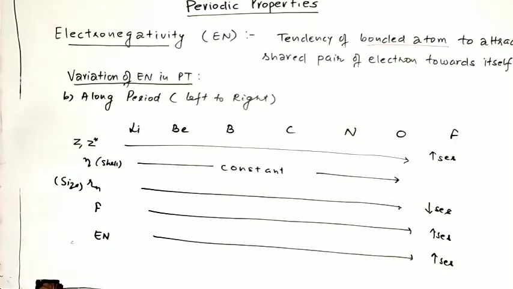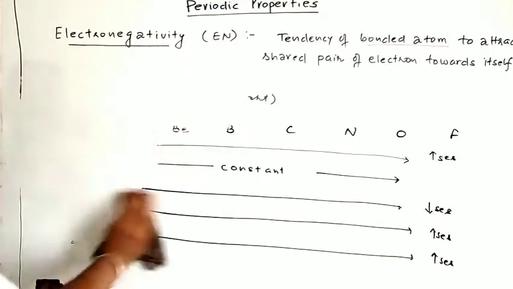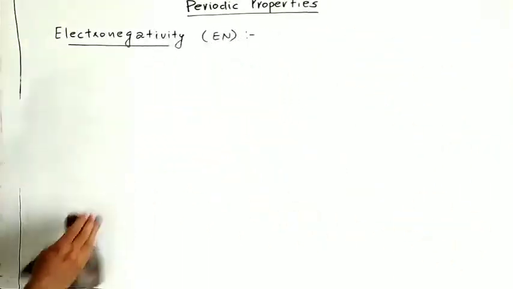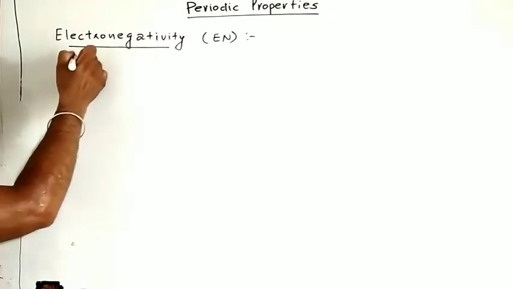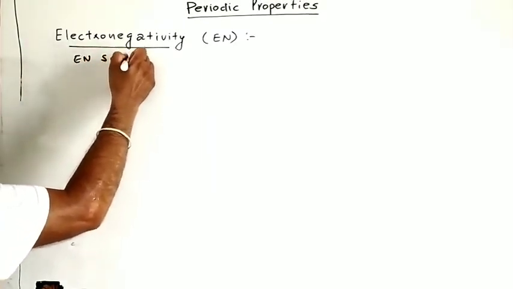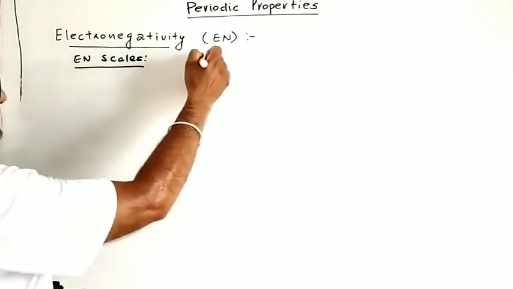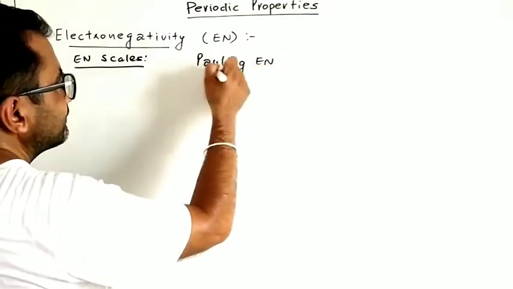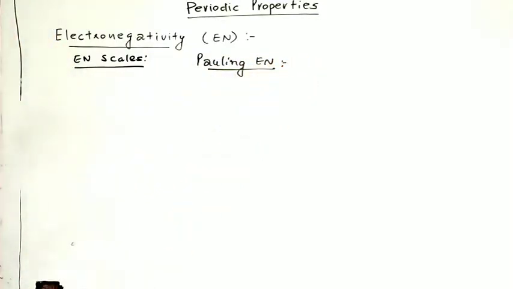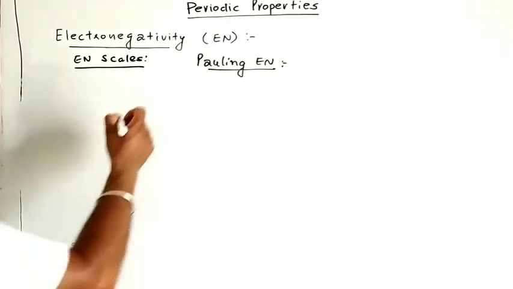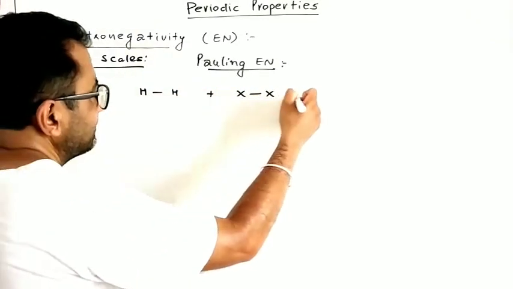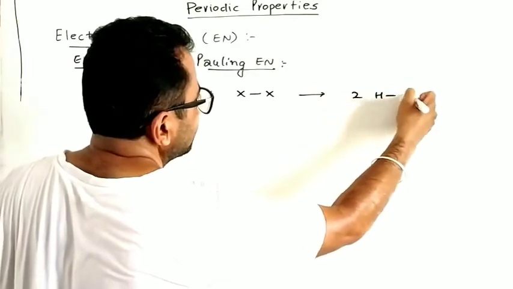Next is about the scales. Electronegativity scale: Pauling. Same thing, let's consider a reaction. If we have hydrogen combined with X, where X means any halogen, you get 2HX.